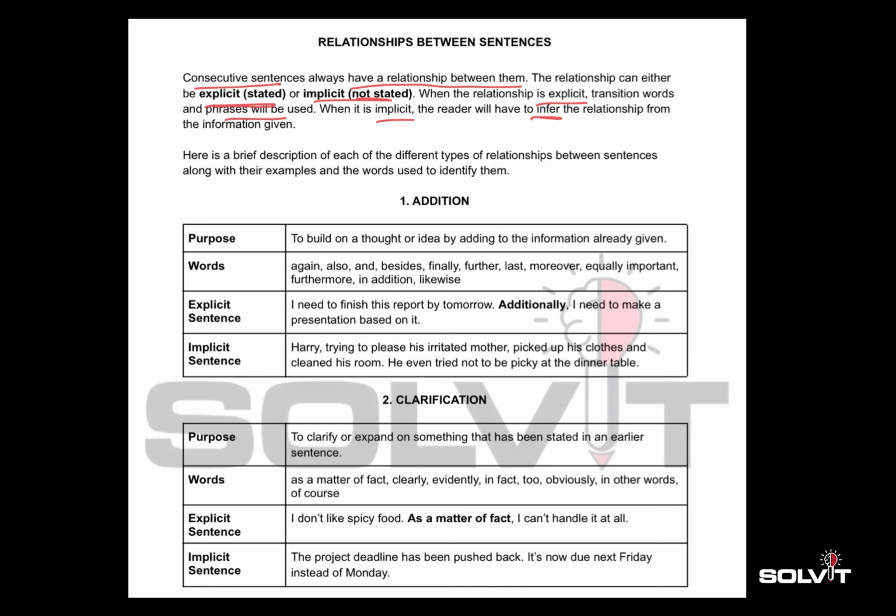Okay, so what I've done here is that I have given you a brief description of each of the different types of relationships between sentences. Firstly, I've given you the purpose of each type of relationship. I've given you the words that you can use to identify this relationship between two sentences. I've given you an example where the relationship is explicit, and an example where the relationship is implicit. I've done that for each of the different types of relationships. So let's go through them one by one.